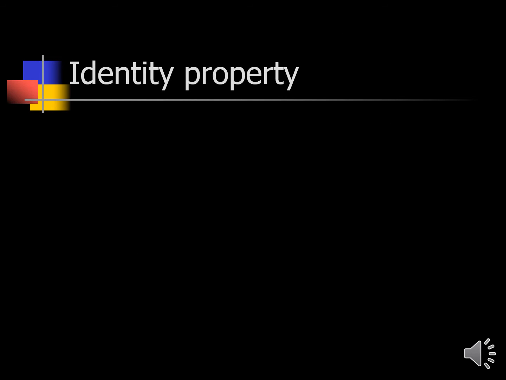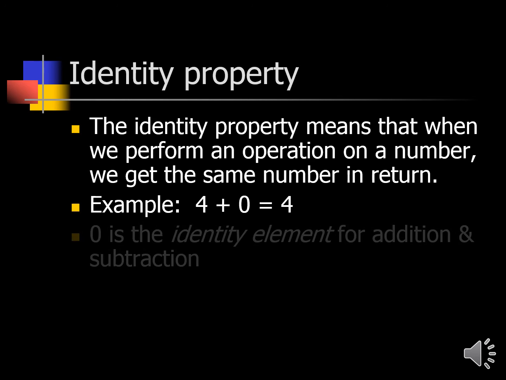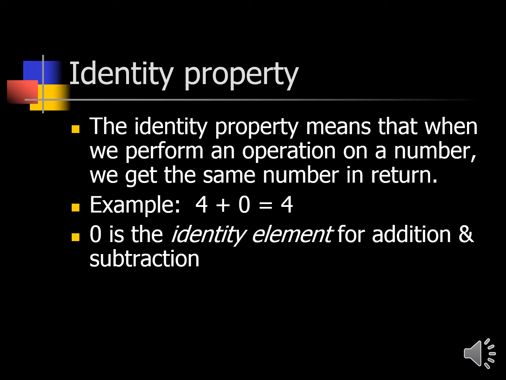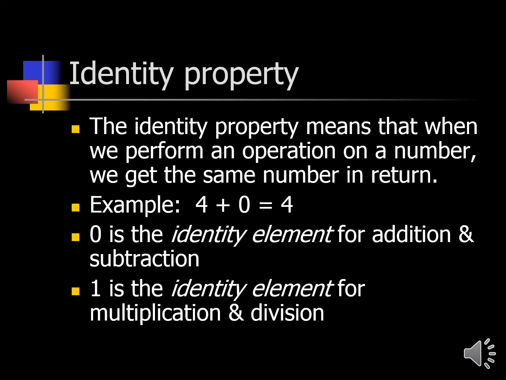The identity property means that we are getting the same answer when we perform an operation. For example, when we add 0, we get the same number. 0, because when we add it, we get the same number, is the identity element for addition and subtraction. 1 is the identity element for multiplication and division, because when we multiply by 1 or divide by 1, we get the same answer.